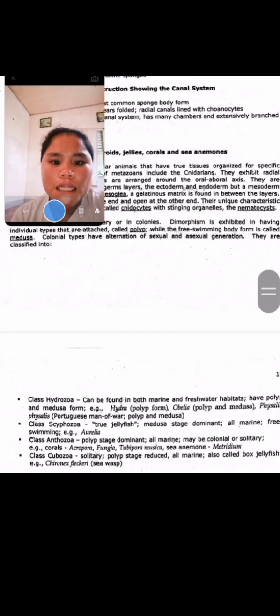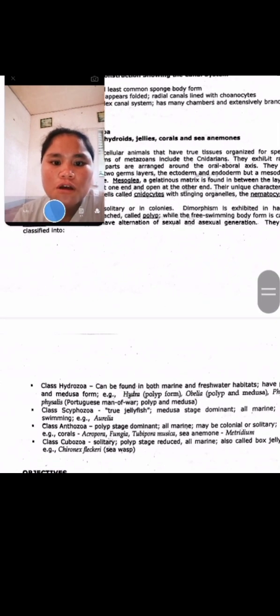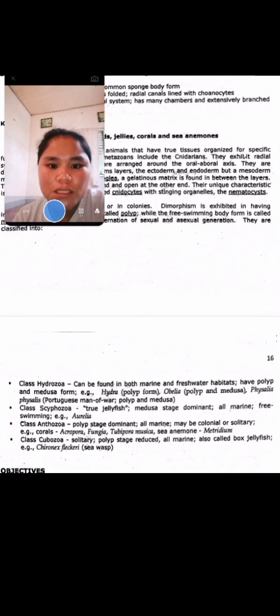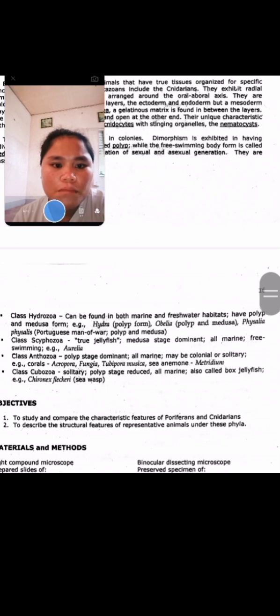Class Hydrozoa is found in clean freshwater habitats and has polyp and medusa forms. Examples are Hydra, Obelia polyp, and Obelia medusa. Scyphozoa are the true jellyfish, with the medusa stage dominant, all marine, free swimming, for example Aurelia. Anthozoa have the polyp stage dominant, all marine, colonial or solitary. Cubozoa have a reduced polyp, all marine, also called box jellyfish.